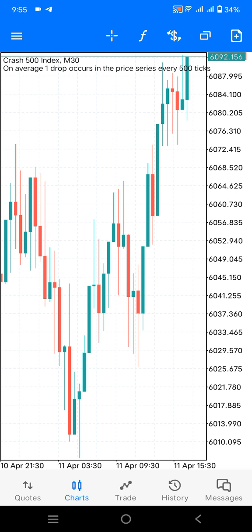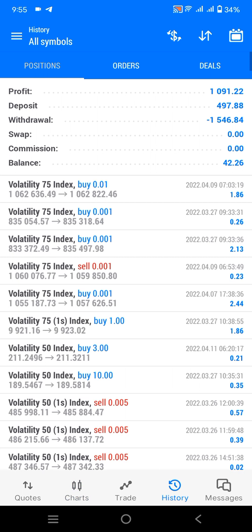As you guys are looking, here is my simple chart in front of you. This is the Crash 500 Index. I am going to explain a powerful secret strategy for trading volatility indexes. Let me show the history of my account. We deposited $500 and here it is showing $497.